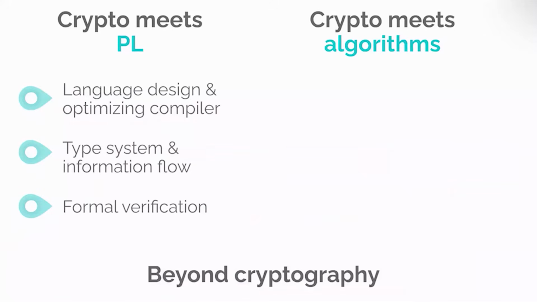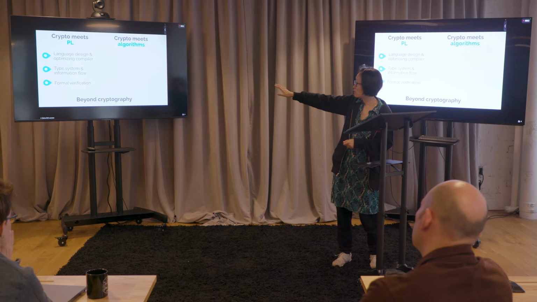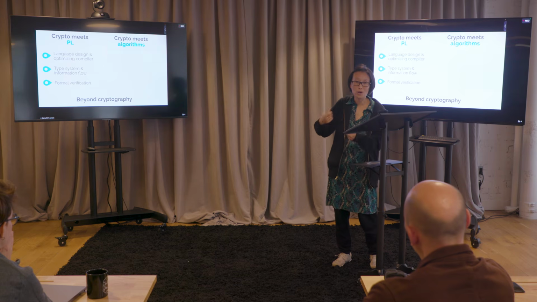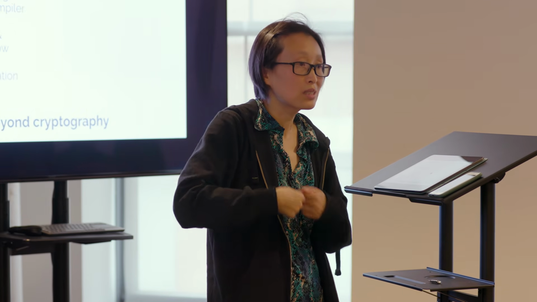I want to mention there are actually things beyond cryptography that are really important for this line of work. One is crypto meets programming languages. And this includes not just formal verification, but actually language design and optimizing compilers, which are very important. You want to make it easy for people to program these things. And also, instead of a posteriori formal verification, actually using type systems and information flow to catch possible mistakes a priori, I think this approach has a long way to go.